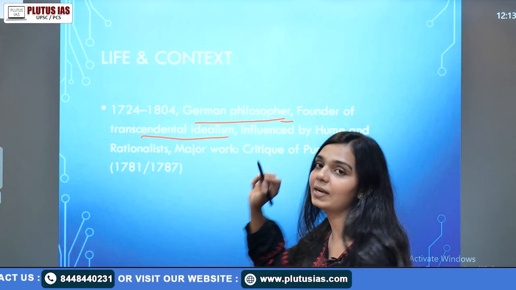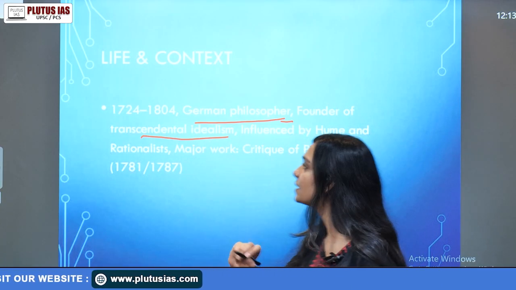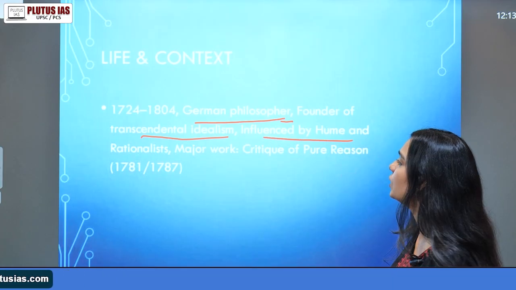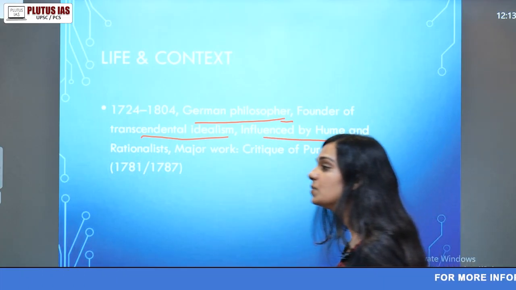What transcendental idealism is, we'll understand in our next slides. He was influenced by Hume and the rationalists. Kant himself was a rationalist.